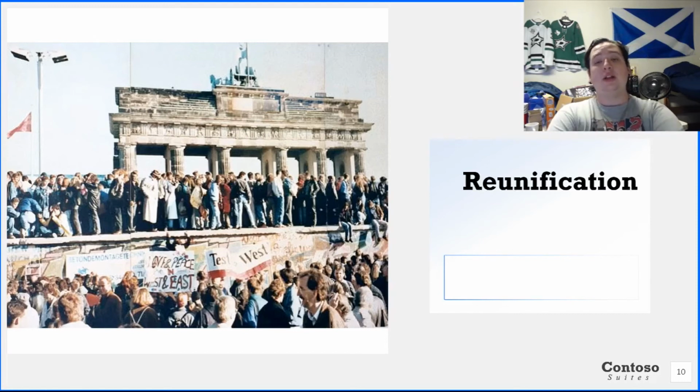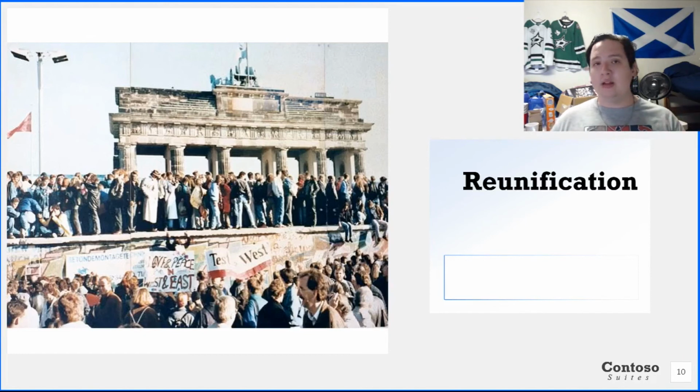And on your left there, you can see people demonstrating on the Berlin Wall and how they wanted it to come down. And, you know, Ronald Reagan gave his famous speech, "Mr. Gorbachev, tear down this wall." And so eventually the wall did come down.